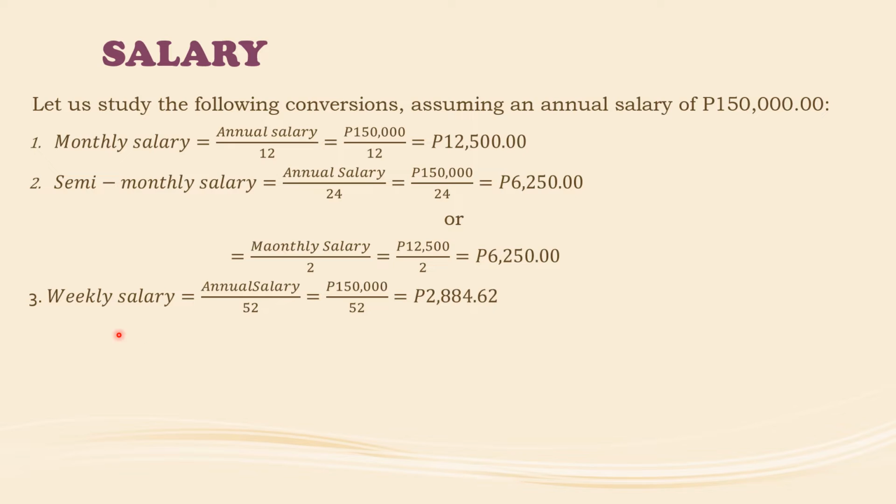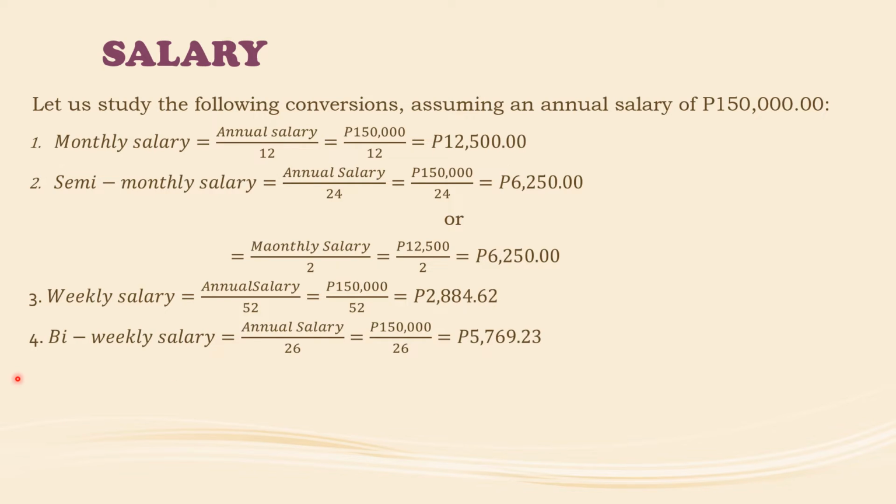Next is weekly salary. So that will be annual salary divided by 52 weeks since you have 52 weeks in a year. So 150,000 divided by 52 is equal to 2,884 pesos and 62 centavos.